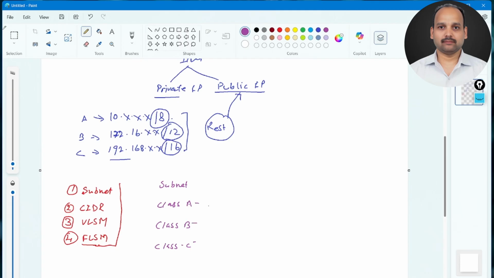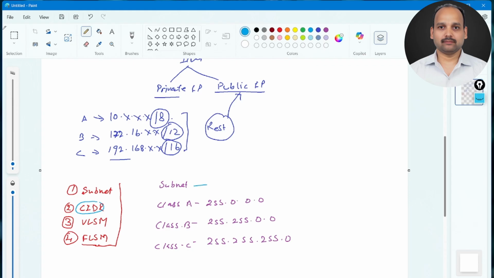By default, the subnet for class A is written as 255.0.0.0. For class B the subnet is written as 255.255.0.0, and for class C the subnet is written as 255.255.255.0. That is the CIDR notation.